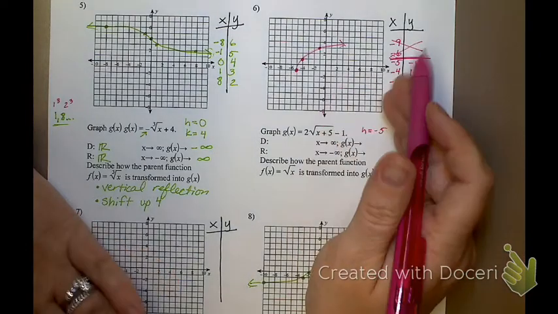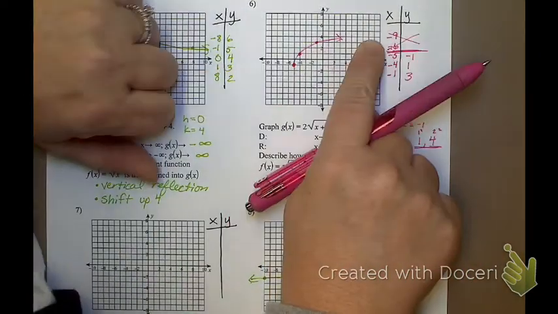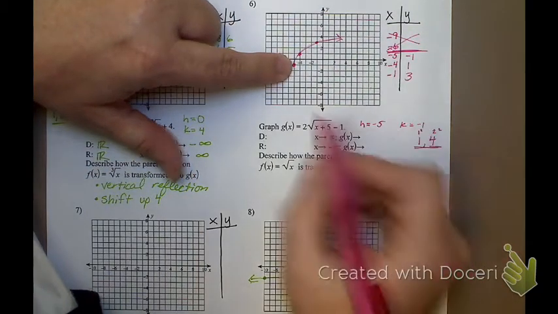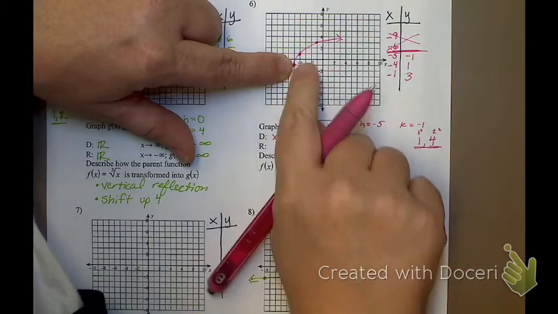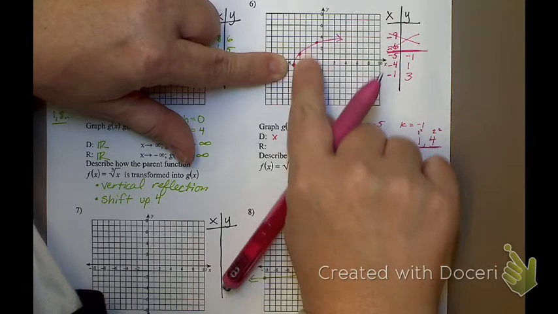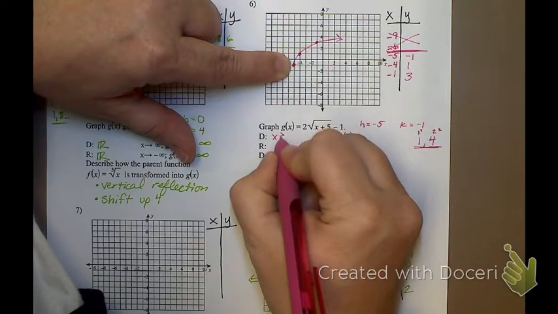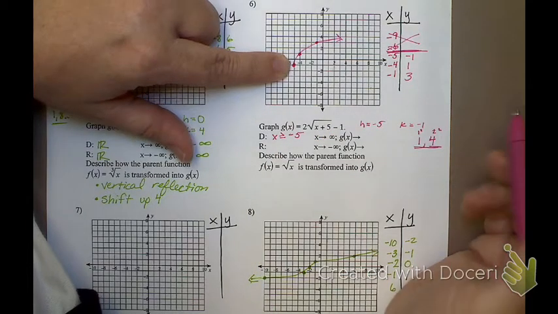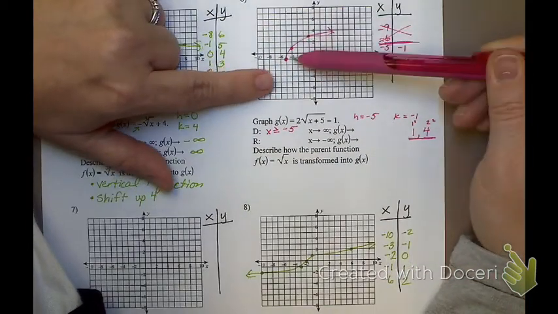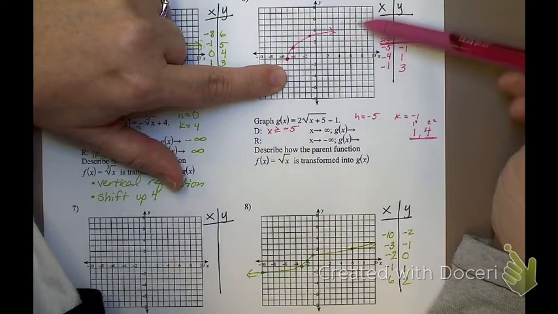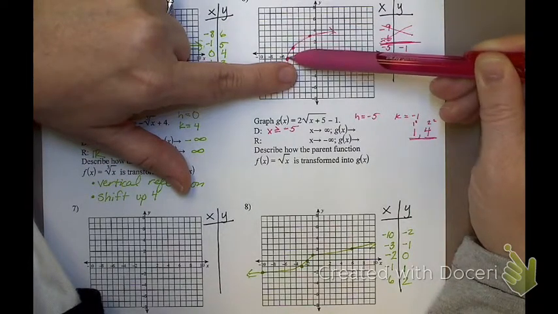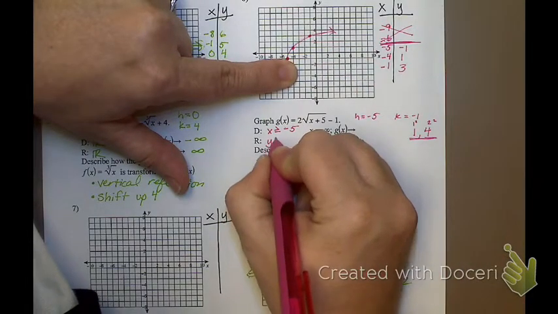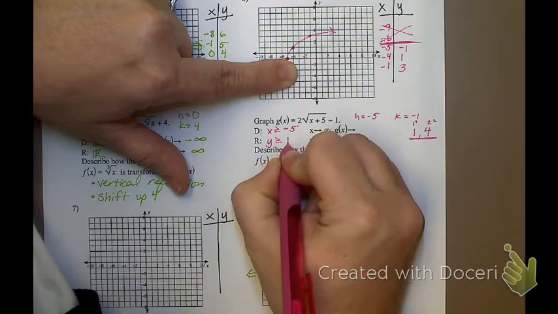So, domain, left to right. It's going on forever, but it definitely has a stopping spot on this side. So all of my x values are to the right of -5, which means that all of my x values are greater than or equal to -5. It also has a stopping point up and down. It's going to keep going that way, over and up. But down, there's nothing that is below -1 for a y value. So all of my y values are greater than or equal to -1.